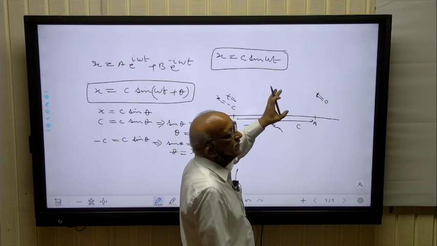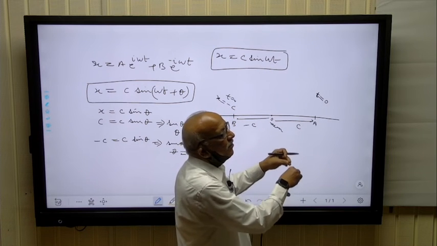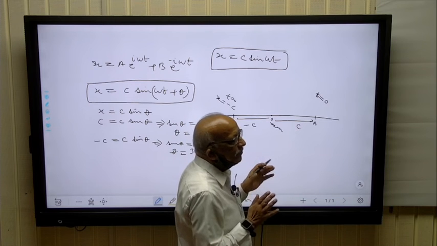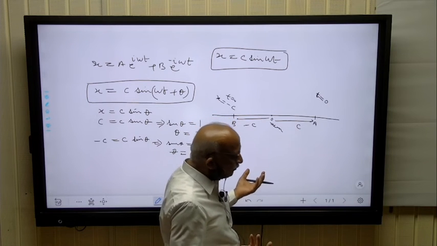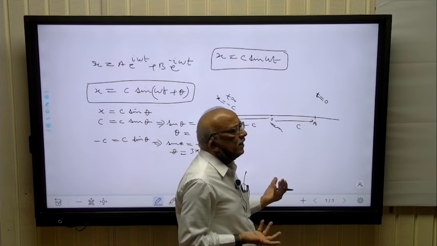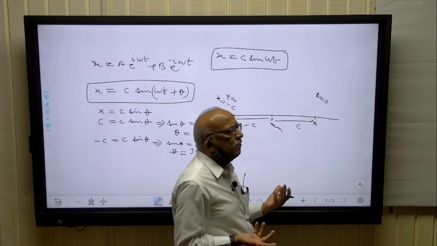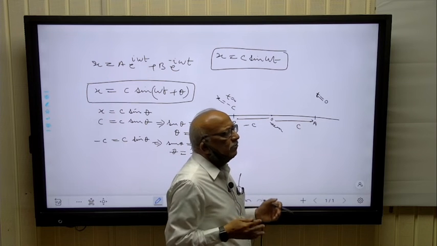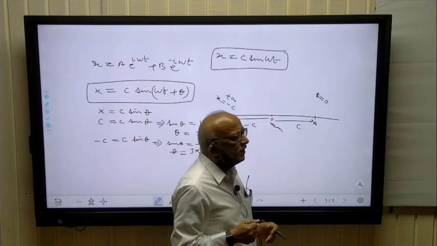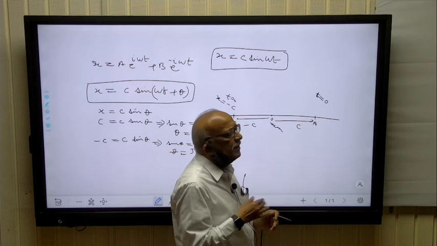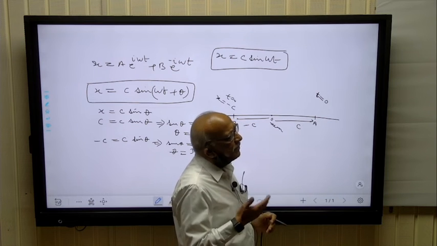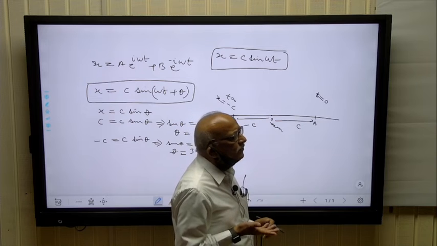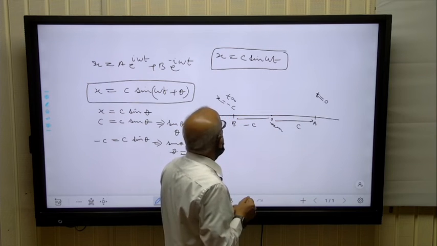Omega is the natural frequency of oscillation of the SHM, because every particle, if acted upon by some external agency, oscillates about its mean position, and the time period of oscillation depends upon the nature of force and the mass of the particle.